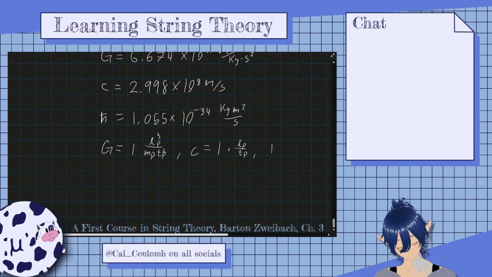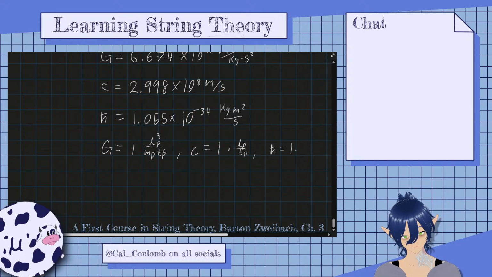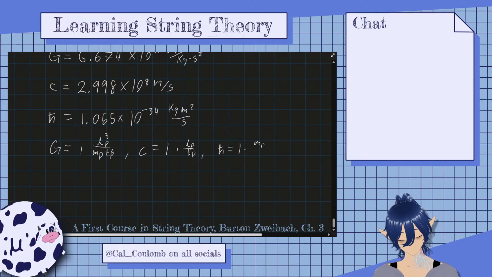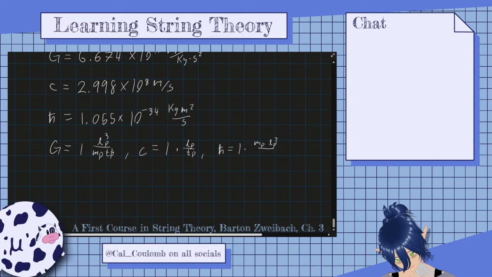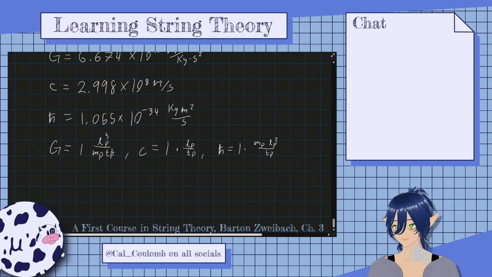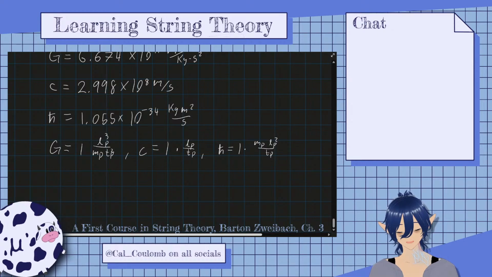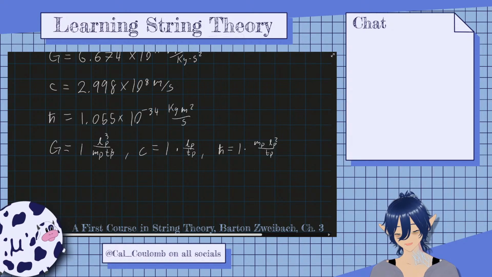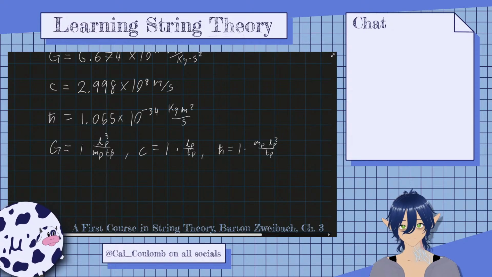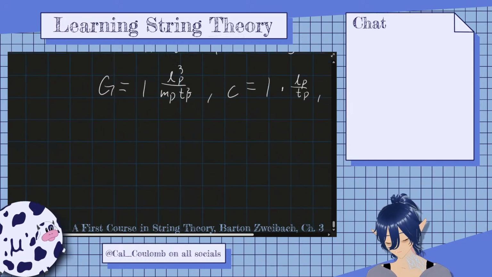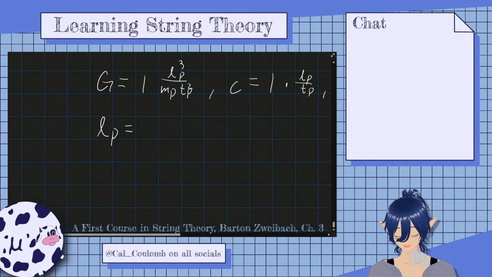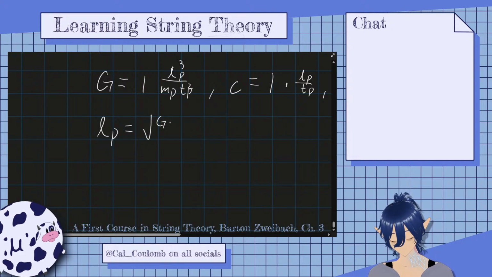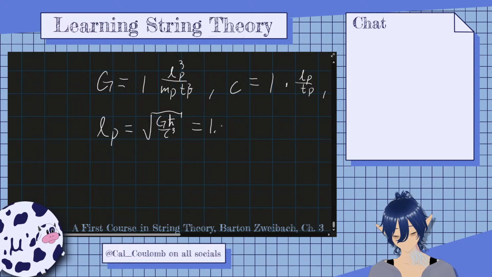And h bar is equal to 1 times the Planck mass times the Planck length squared divided by the Planck time. Without additional numerical constants, as opposed to equation 3.88, the above equation allows us to solve for L_P, T_P, and M_P in terms of G, c, and h bar. One readily finds that L_P is equal to the square root of G h bar over c cubed, which is equal to 1.616 times 10 to the negative 33 centimeters.